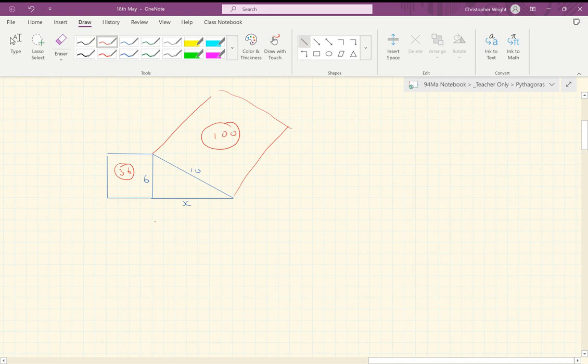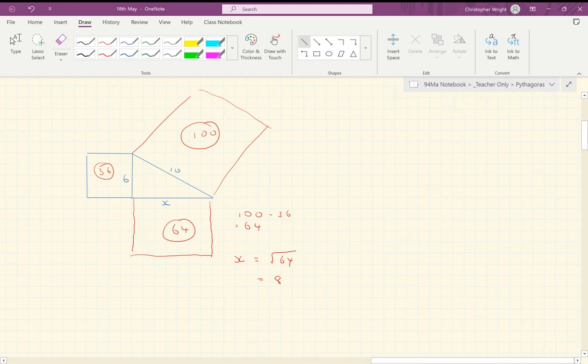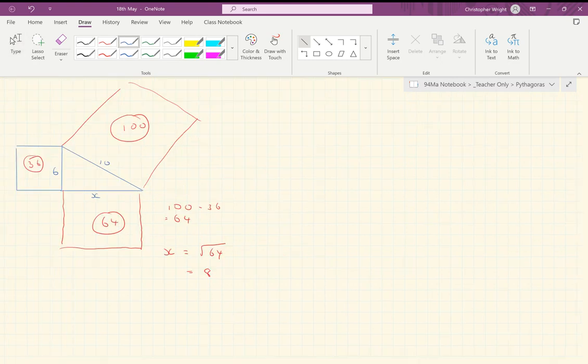Now, we don't know the area of this square, but we do know that 36 plus this has to be 100, because the area of this one is that one plus that one. So 36 plus this is 100. So this one here must be 100 take away 36. So the area of that square must be 64. And now to work out x, I can just do the square root of 64, which is of course 8. Okay, let's have a look at one more of those.